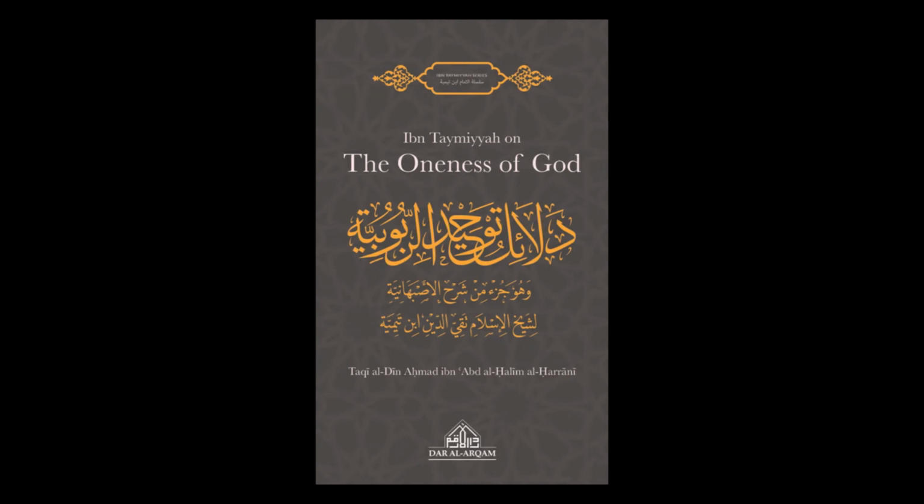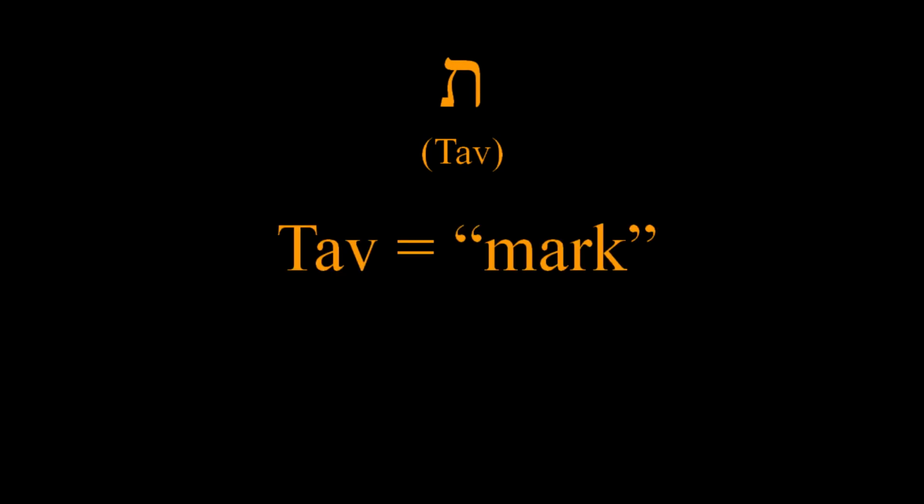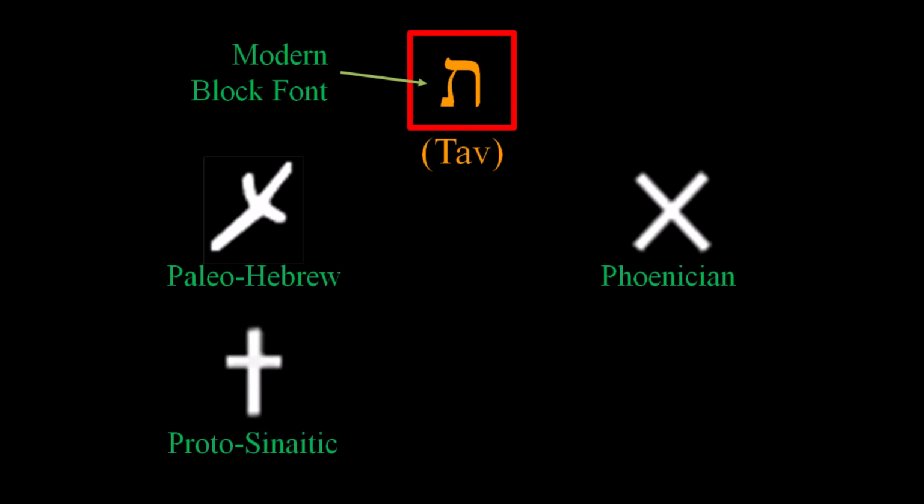Now let's take a look at the letter Tav, which had an ancient meaning, mark. We'll clearly be able to understand why in a moment. Take a look at the Paleo-Hebrew script form. And here is the Phoenician script form. And finally, the Proto-Sinaitic script and Egyptian hieroglyphic original.